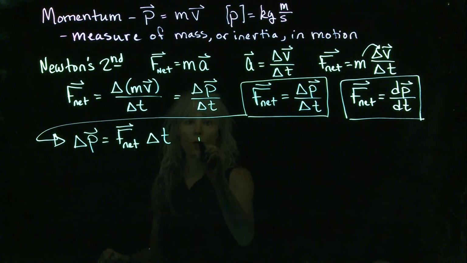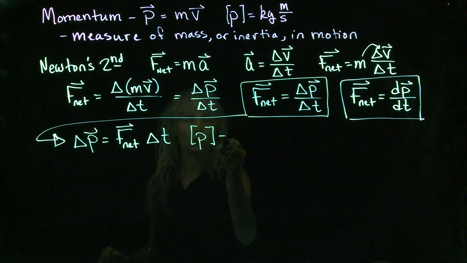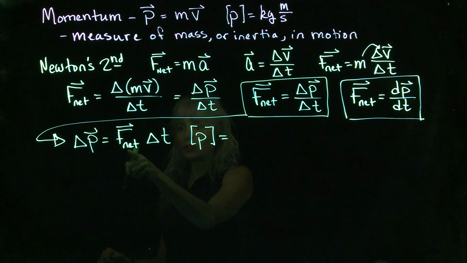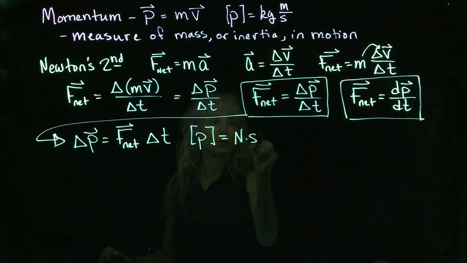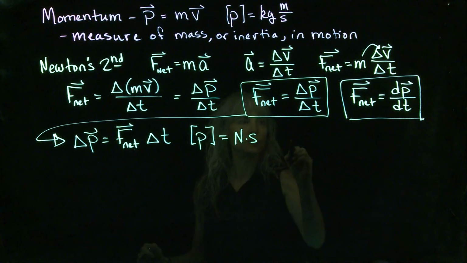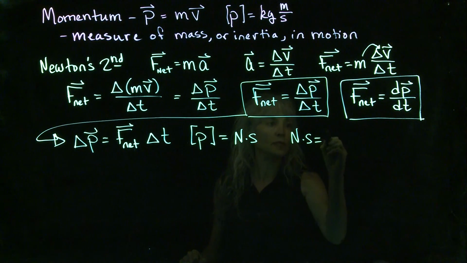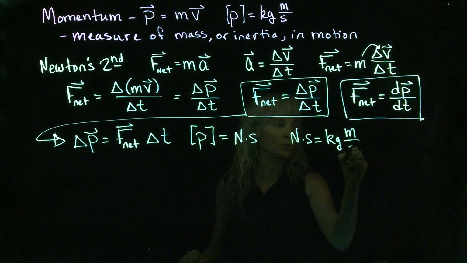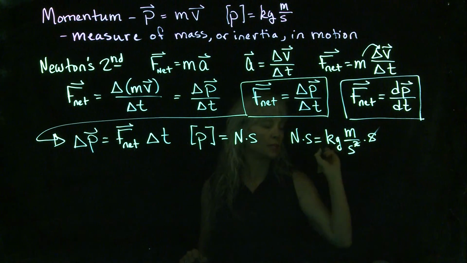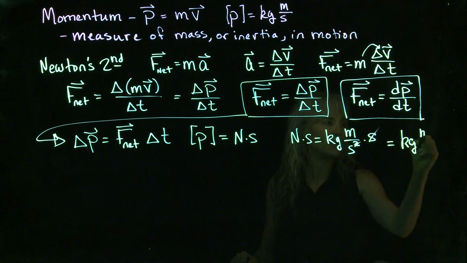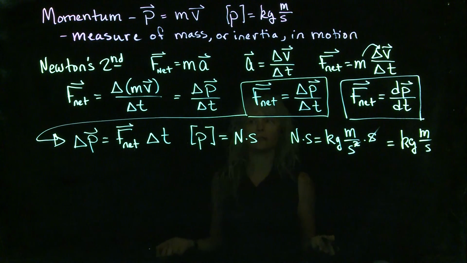Notice that the units for momentum, as we saw up here in our definition of momentum, kilogram meter per second, can also be written as the units for force times the units for time, or a Newton second. And let's just check that a Newton second is the same as a kilogram meter per second. So a Newton times a second, Newton is a kilogram meter per second squared, and then we're going to multiply that by a second. Notice that this second in the numerator will take one of the seconds in the denominator, and so a Newton second is the same as a kilogram meter per second. So they're the same units.